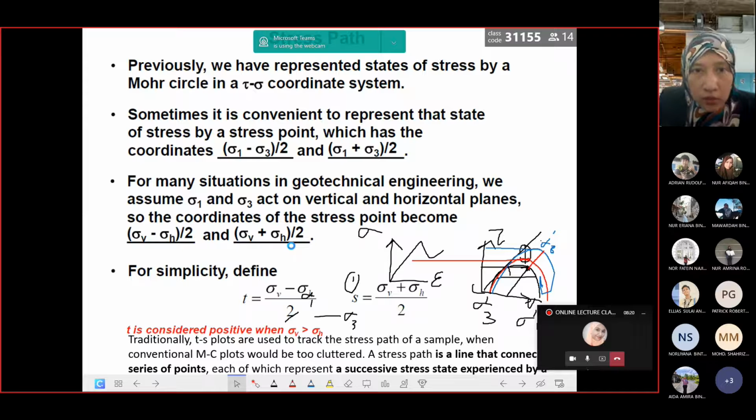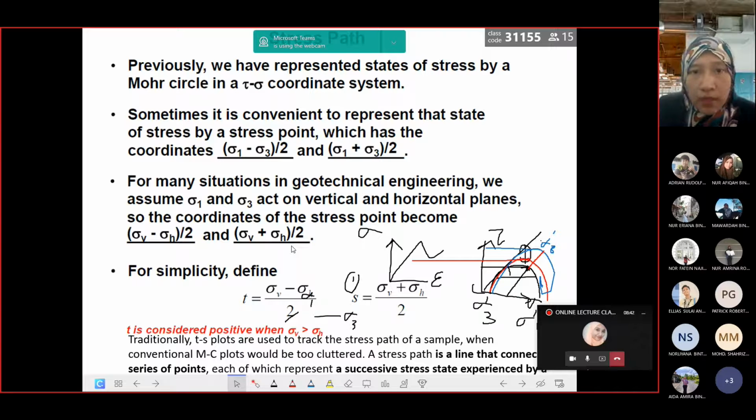Okay, and referring to the lesson plan for this course, we are in week 3. This will be on the stress path. So if you look, you can take notes from YouFuture. This is part of the combined notes in week 2 and also week 3.